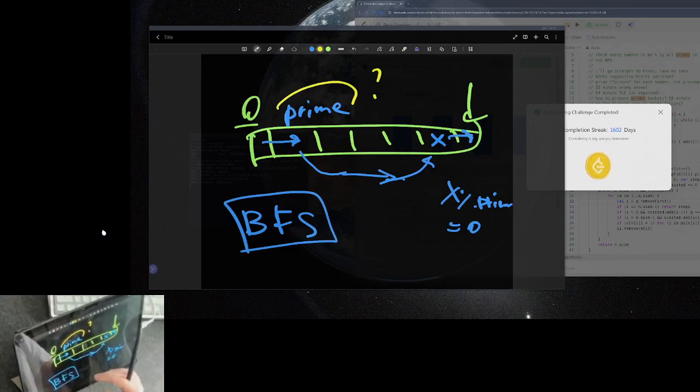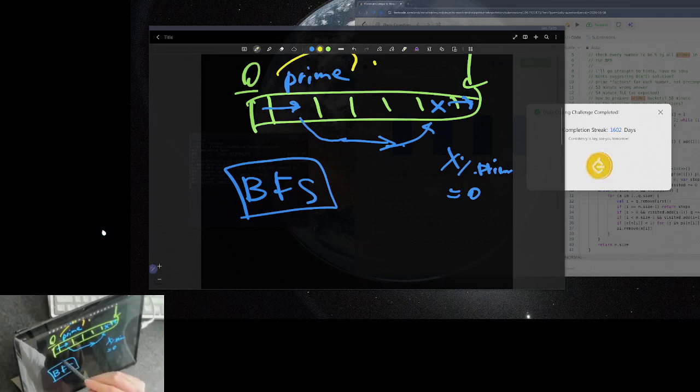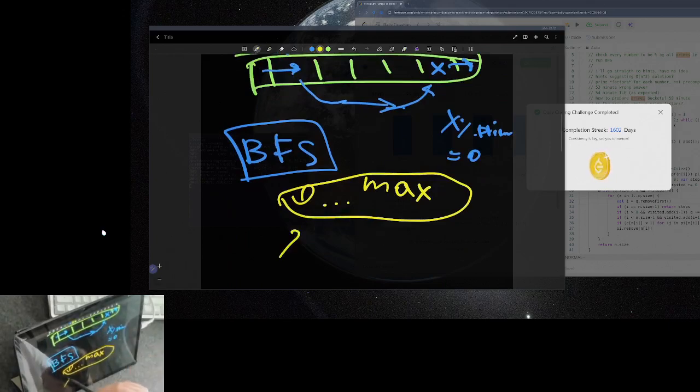So how to navigate this? First, we can prepare the primes. So we can take all the possible range, from 0 up to the maximum. This would be the range, and we want to find primes in this range.